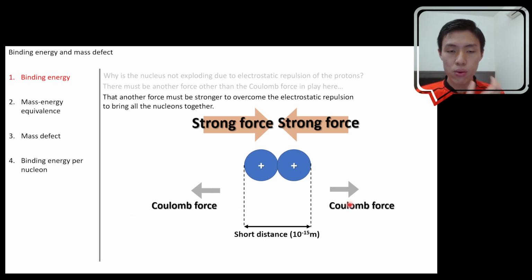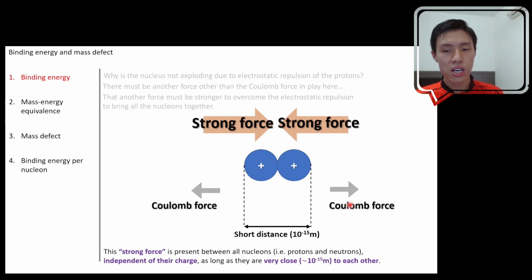So now we are able to bring all those protons nearer to each other. This strong force is present between all nucleons, protons and neutrons. Previously, when we studied electrostatic force or Coulomb force, we saw that if they are opposite charges, they attract. If they are like charges, they repel. So no matter what, in order for you to have electrostatic force, you need to have an electric charge, either positive charge or negative charge. But this is not the case for strong force.